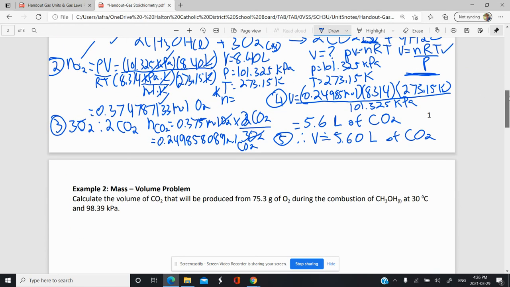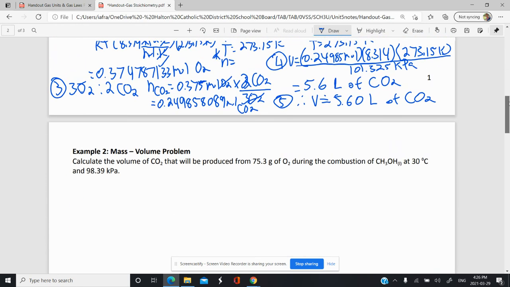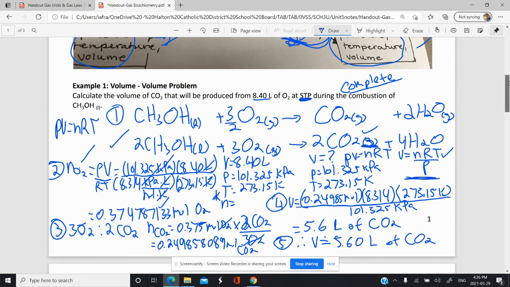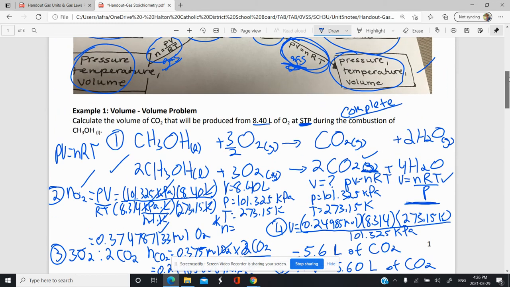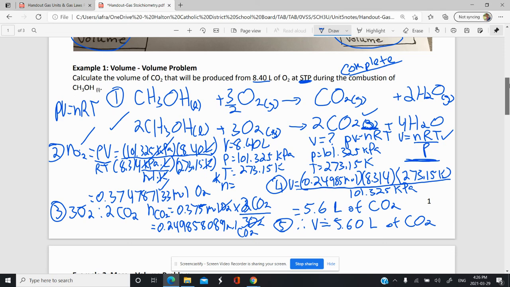In the next video, we're going to take a look at a mass to volume problem. This problem here was a volume to volume problem. Regardless, we always convert to moles first, so then we can go ahead and do our mole ratios and then convert back to what we need at the end.